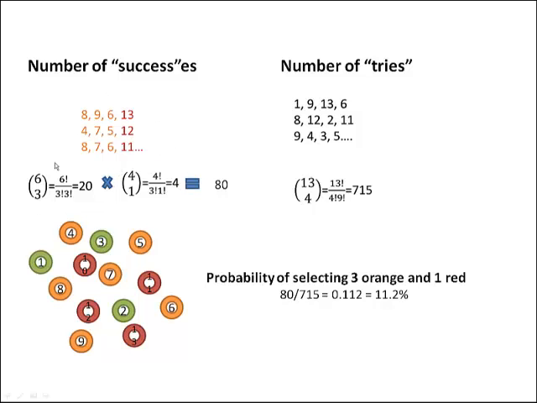Well, it's going to be taking the 20 that have to do with the different ways we could select the oranges and multiplying it by the 4, which is the different ways that we can select the reds. So we end up with 80. Okay, so we get 80 different ways to get a success. We had 715 ways to get the total number of tries. So when we get ready to do the probability, it's just going to be 80 over 715, or 11.2%.